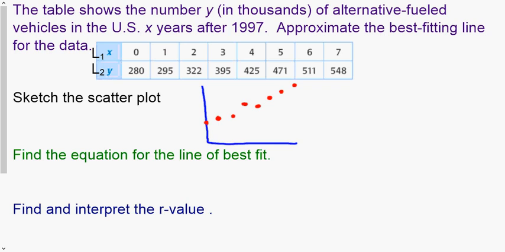And then find the equation of the line of best fit. So you're going to go into stat, calculate, option 4, linear regression. And then all you really need to do for this is just write your answer. Y equals, and what do you get from your calculator? 40.9x plus 262.8.